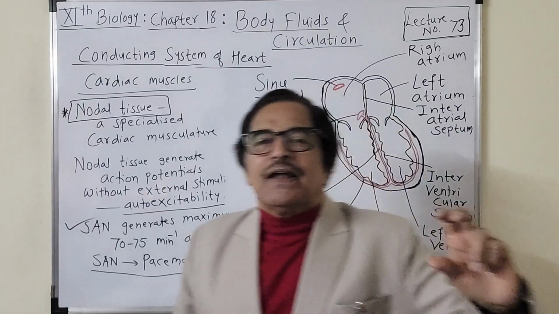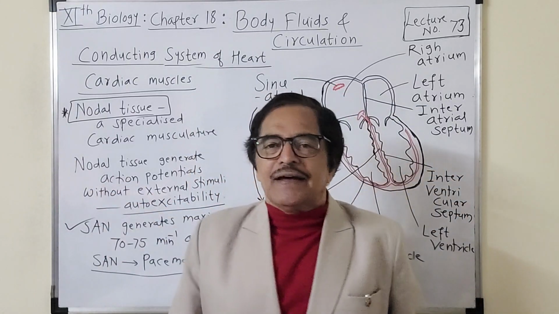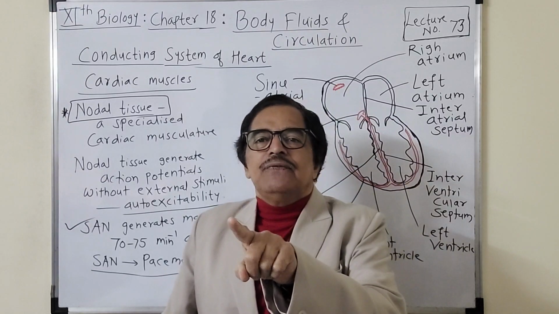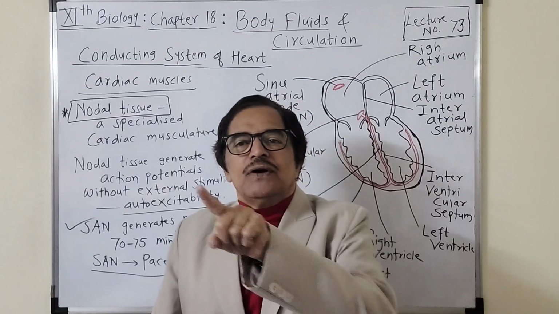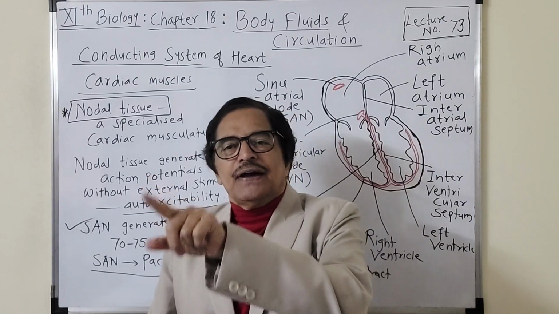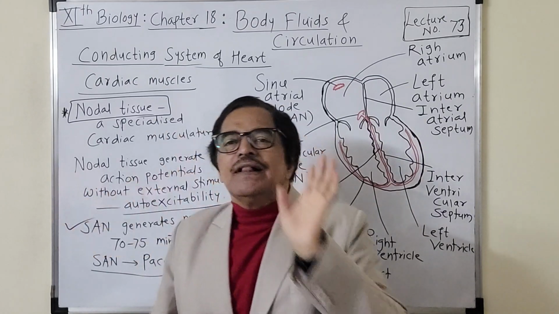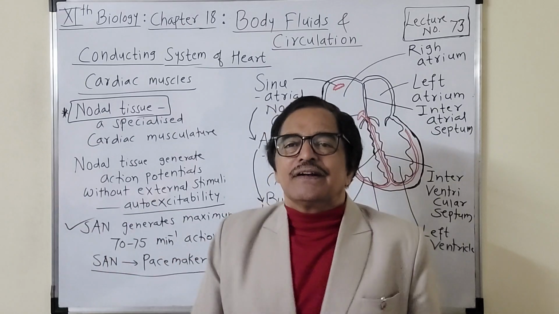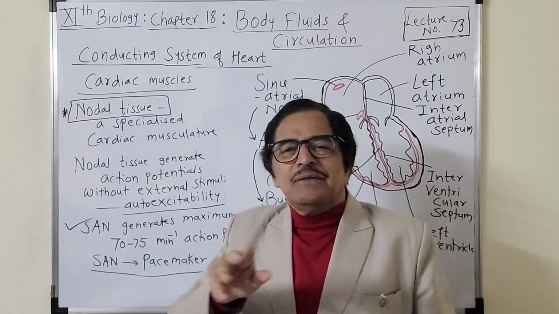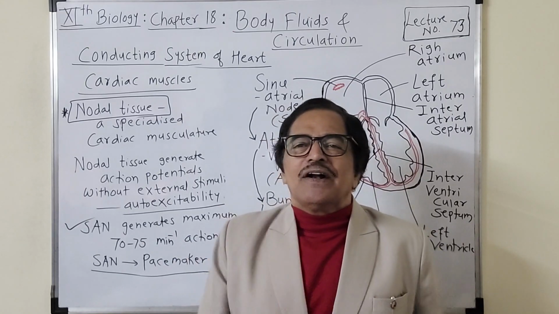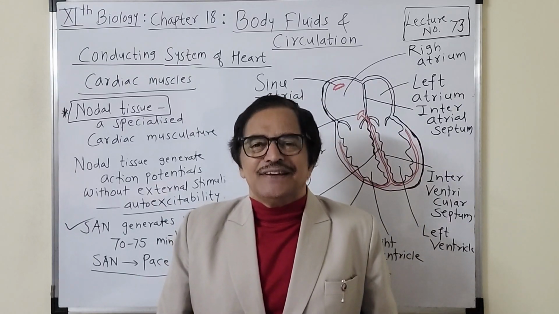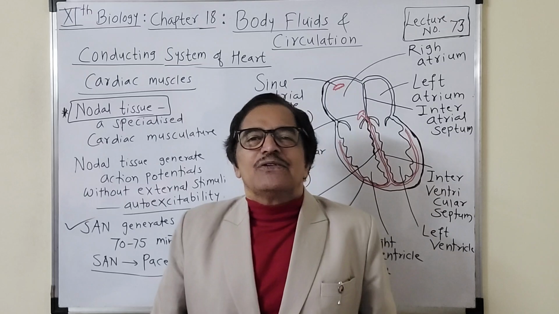An MCQ comes: write the following in correct sequence. So what will be the correct sequence? SAN to AVN, AVN to AV bundle or bundle of HIS, and bundle of HIS to Purkinje fibers. This is the correct order of the conducting system, and this is called the conducting system. These are electrical impulses and they can be recorded. Nowadays we also get a graph of it, called ECG, electrocardiogram, which we are going to learn as well.